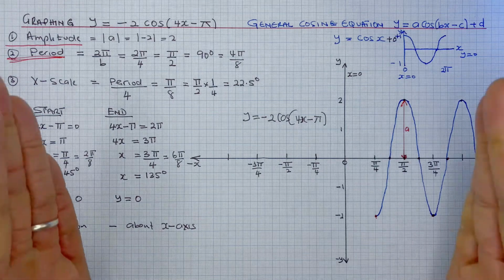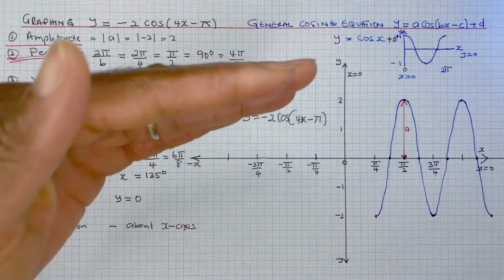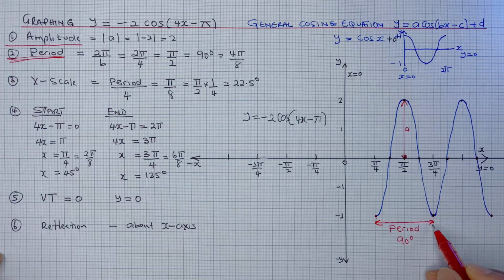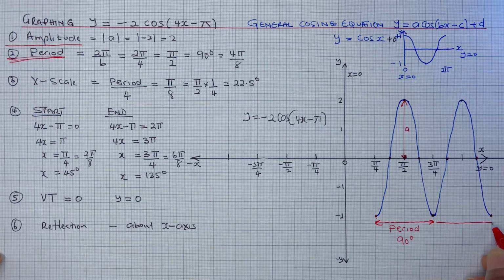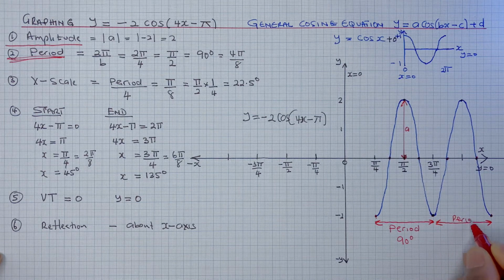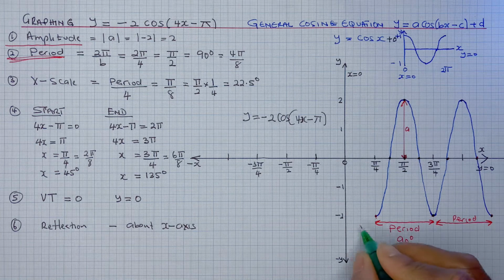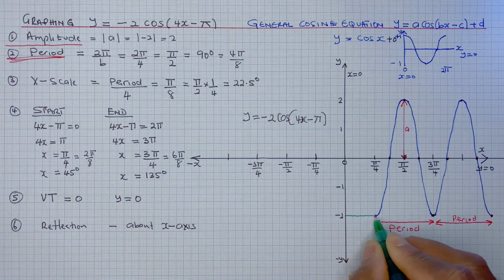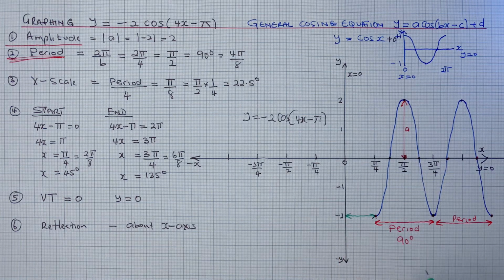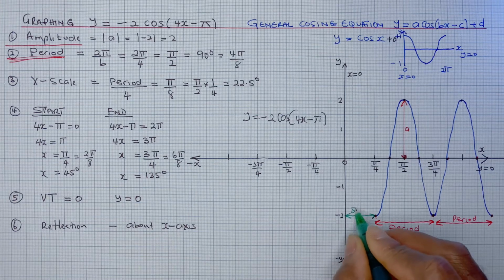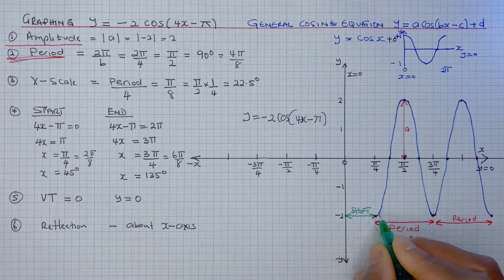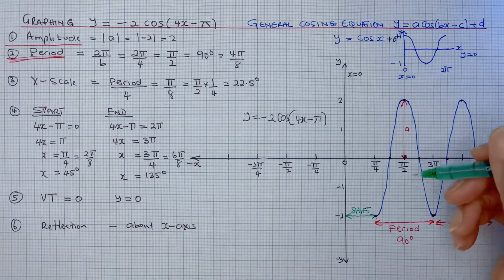So it's been squashed. From that distance to that distance is a period, and that's the second period. That's another period again. The shift is from that distance to that distance, so that's half a period. So that's a shift. That's the amplitude.